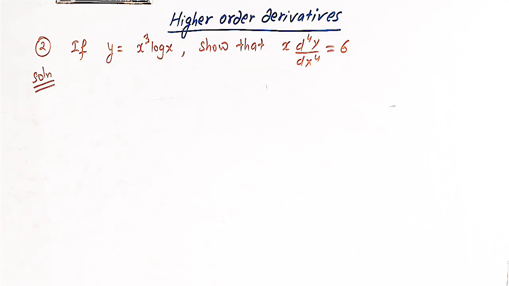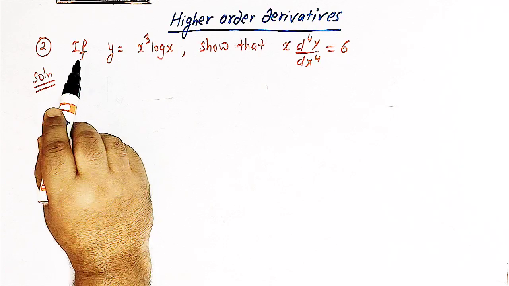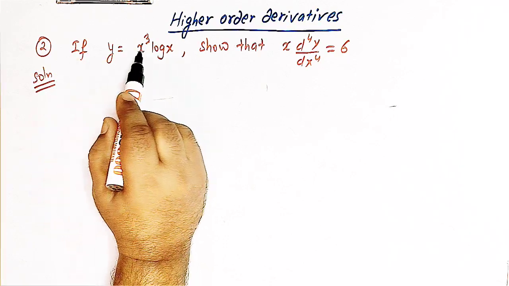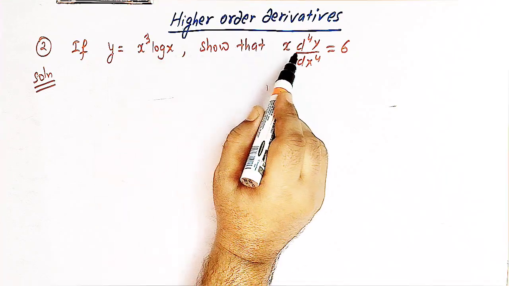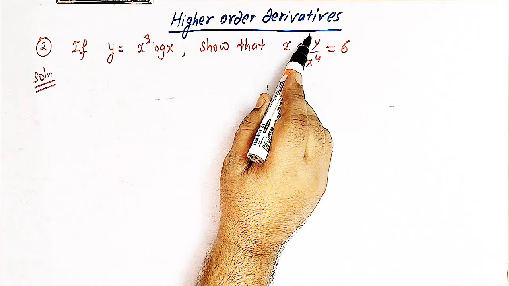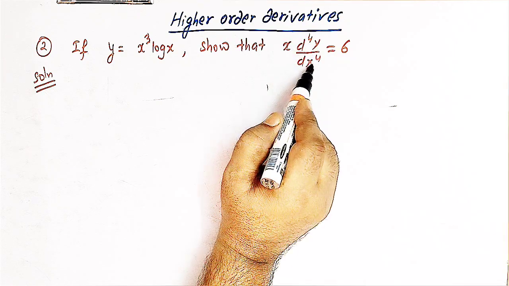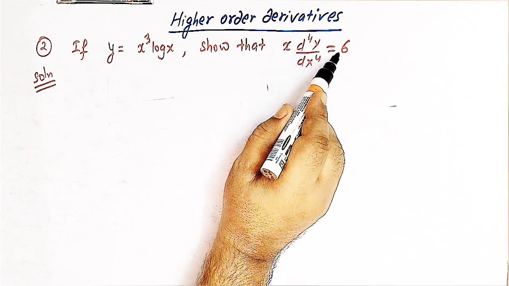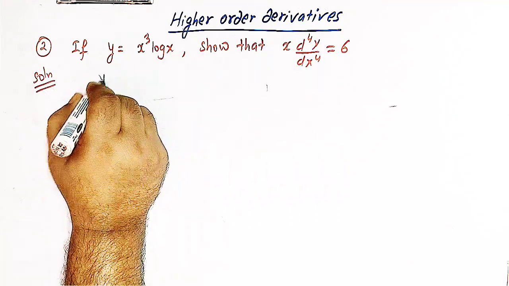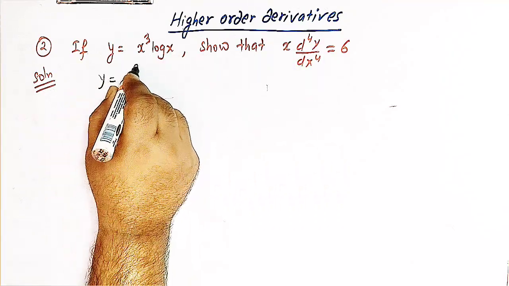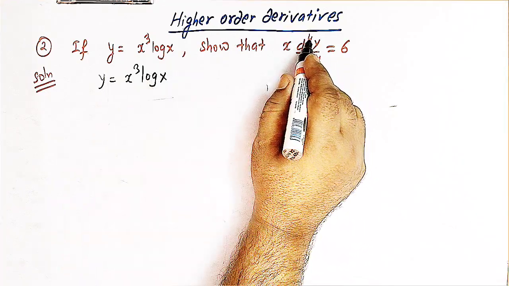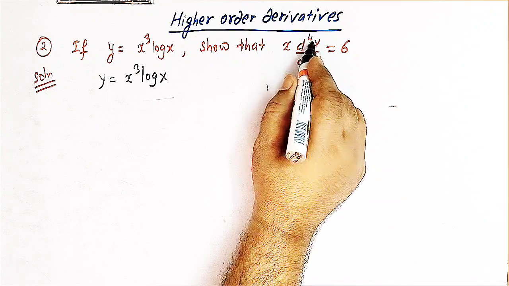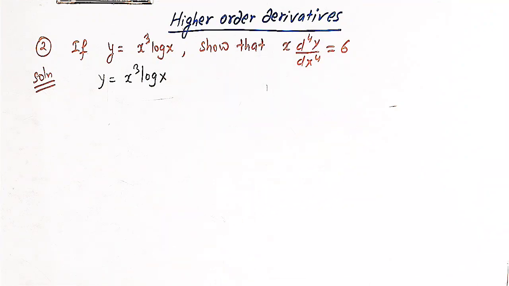Now let us take this second problem, in which we are given that y is equal to x cube times log of x, and we have to show that x times the fourth derivative of y with respect to x is equal to 6. So we'll start with this expression, y is equal to x cube log x, and we have to find the fourth derivative of y with respect to x to get this result.